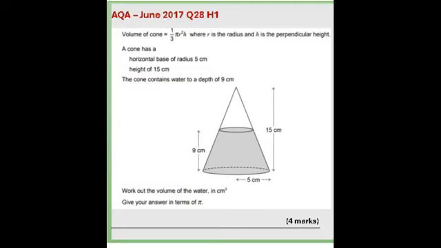Here we have a problem from June 2017. It is question 28, paper 1, AQA specification. You have the information about the problem.